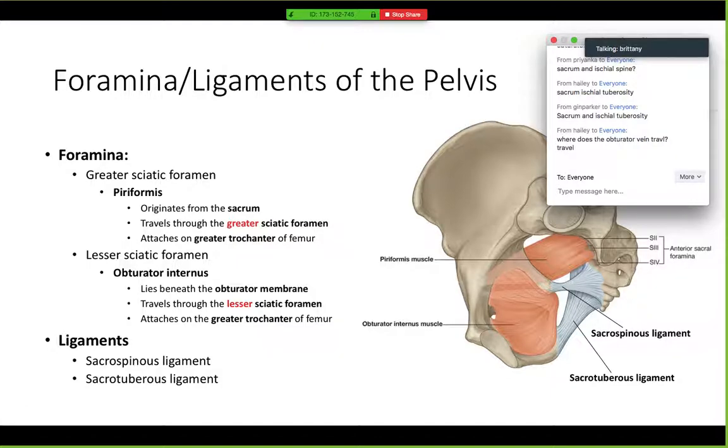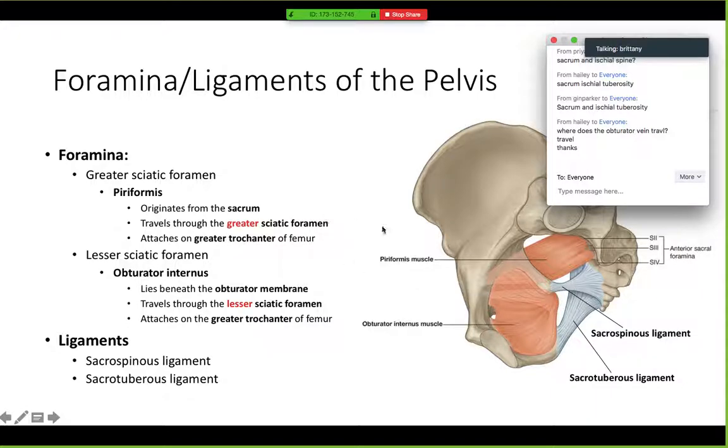It travels with the artery and nerve. All right. So two very important foramina here, formed by these sacrospinous and sacrotuberous ligaments. So the first one is the greater sciatic foramen, so this area right up here. And then you also have the lesser sciatic foramen.